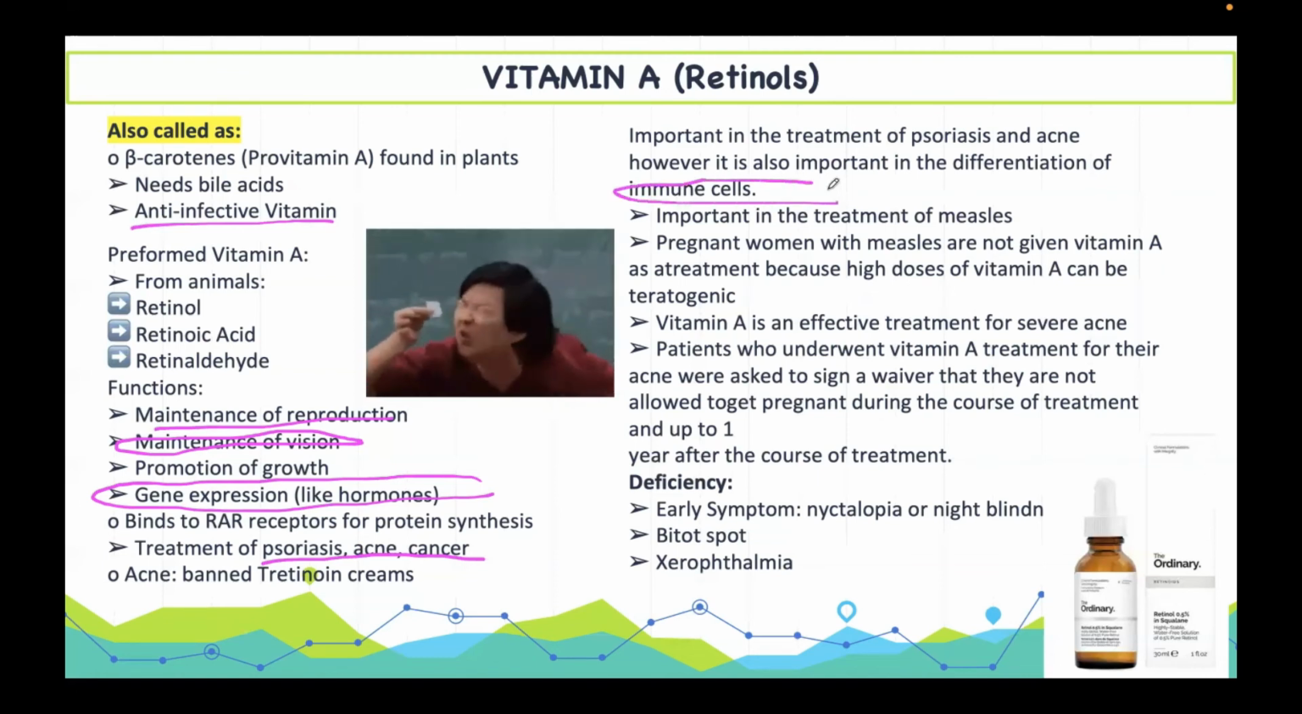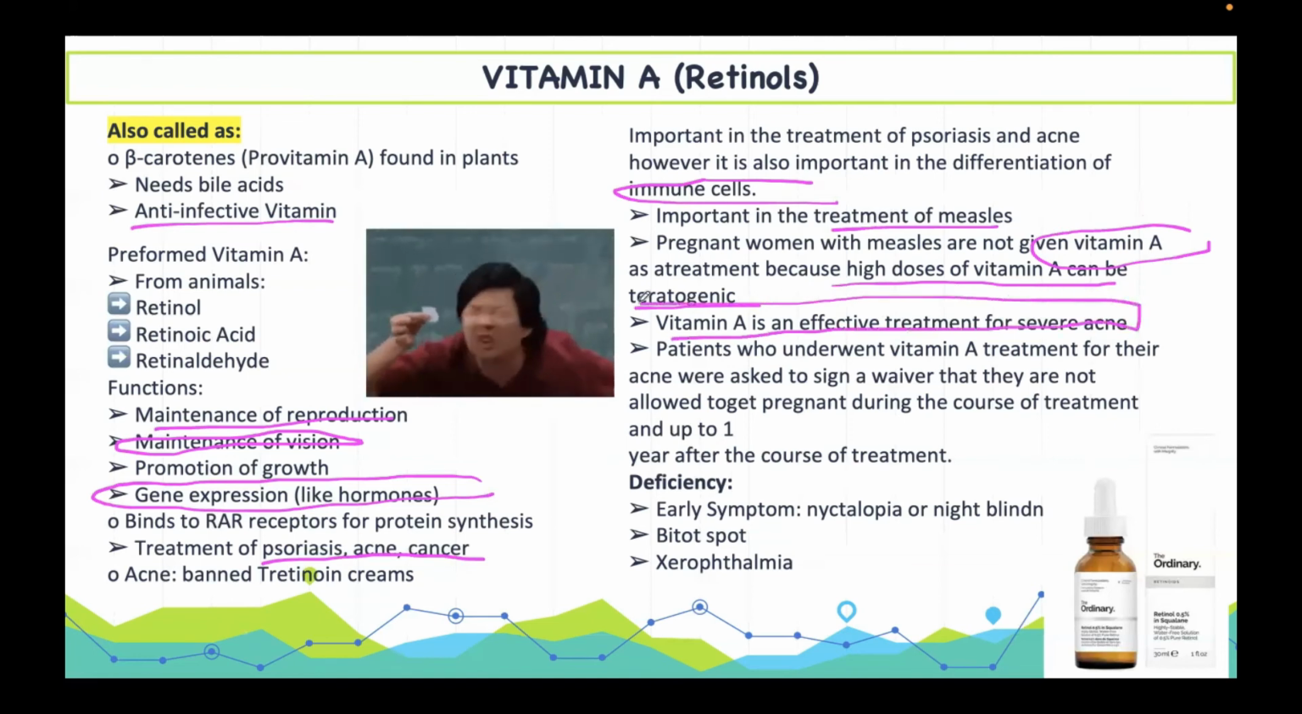Yun yung vitamin A natin. So, it is also important in the treatment of your measles. Yung mga pregnant women natin, hindi po sila allowed to take yung vitamin A treatment such as yung mga isotretinoid natin because high doses of vitamin A can be teratogenic. Vitamin A is an effective treatment for severe acne. Yung nga po yung sinasabi kong isotretinoid, other form of your retinols that are medyo toxic and medyo harmful, kaya dapat po siyang pine-prescribe.